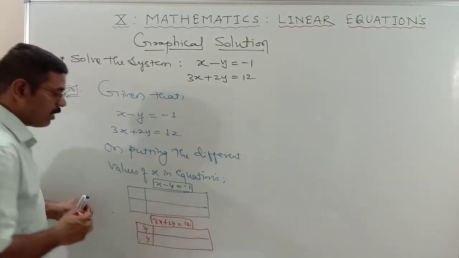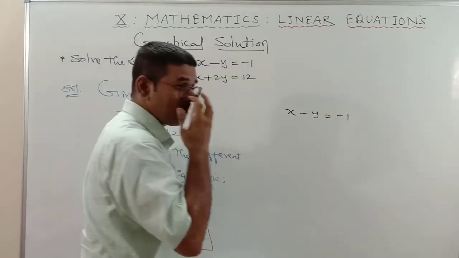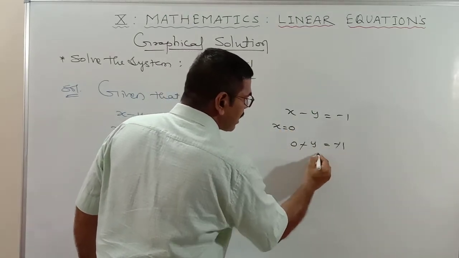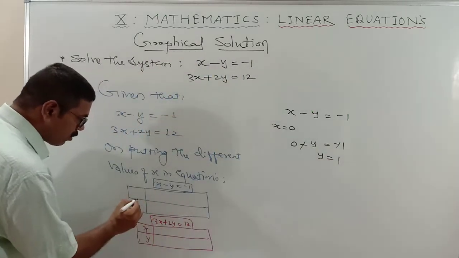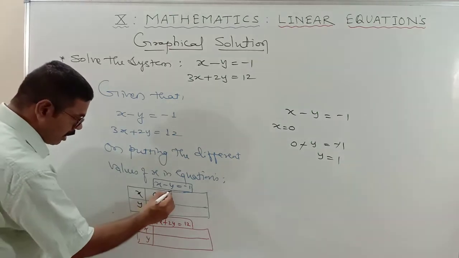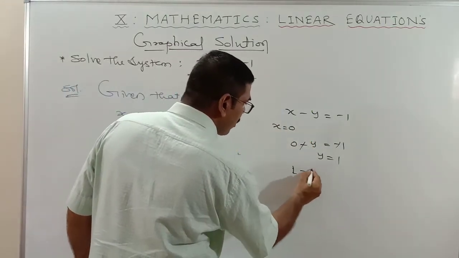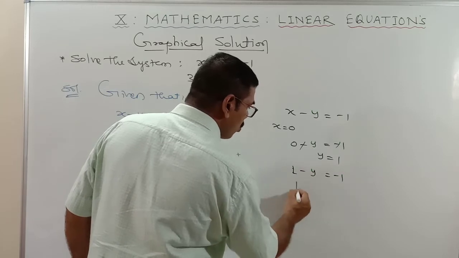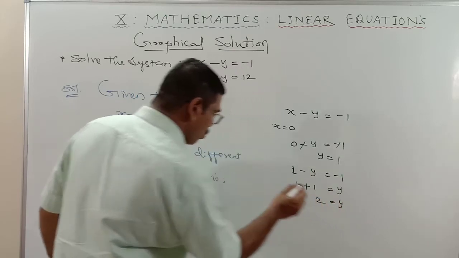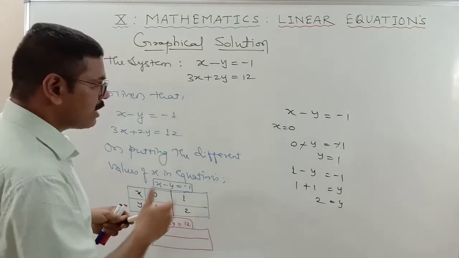Okay, so we'll do the rough work. x minus y is equal to minus 1. We are taking the value of x as 0. So 0 minus y is equal to minus 1. Minus cancels out, so y is 1. Means at x is equal to 0, y is 1. Now again we should take one more value. Suppose we are taking x as 1. So 1 minus y is equal to minus 1. So 1 plus 1, y is equal to 2. So at x is equal to 1, y will be equal to 2. That is the simplest solution we received.